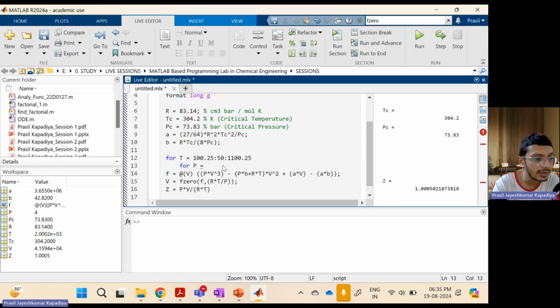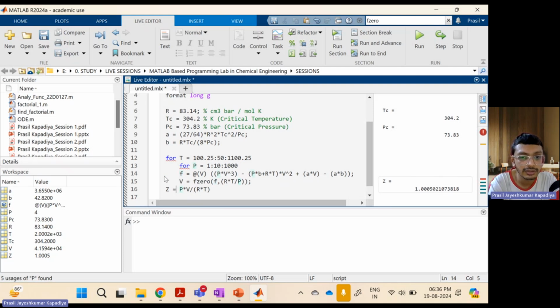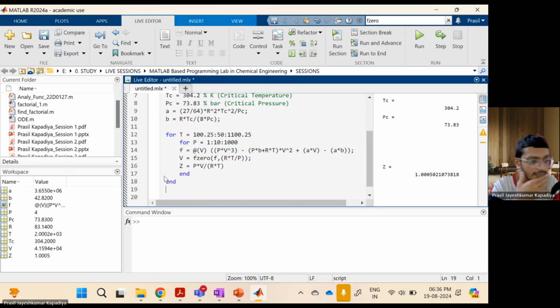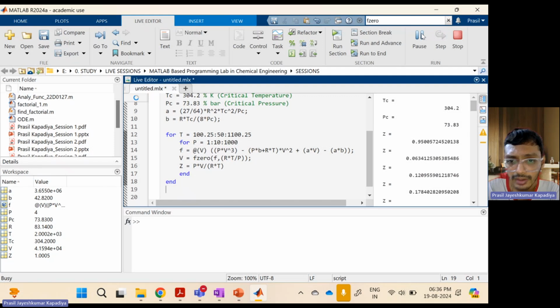For P is equal to, let's say I am going from 1 to 1000, in intervals of 10. So what will I be doing? I will be solving this equation of state. Correct? And I will put two ends. Right? Okay. So now let's first run it and see what we are getting.